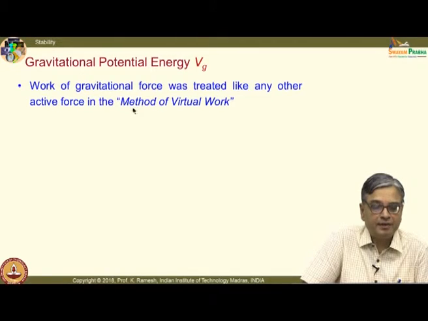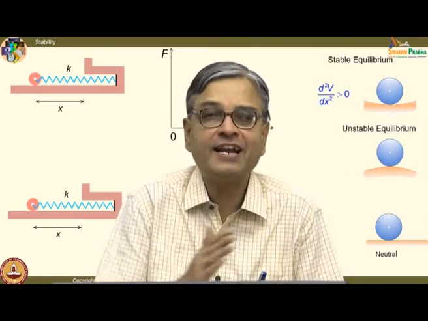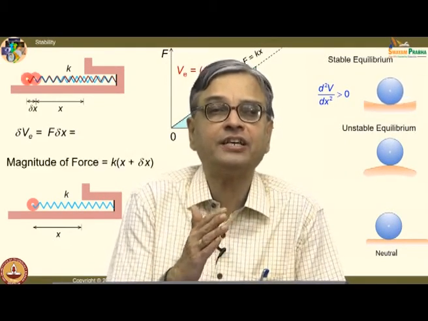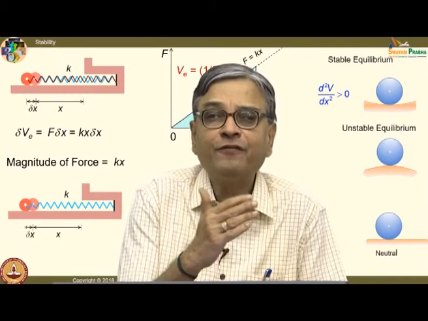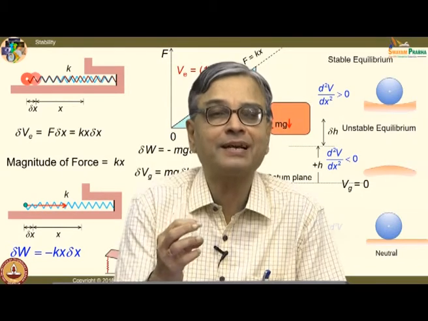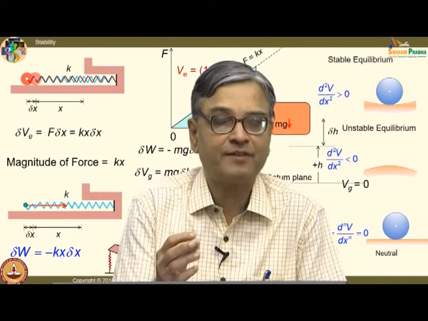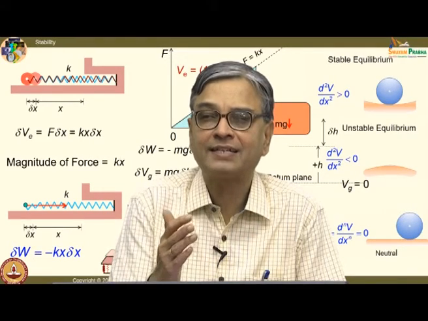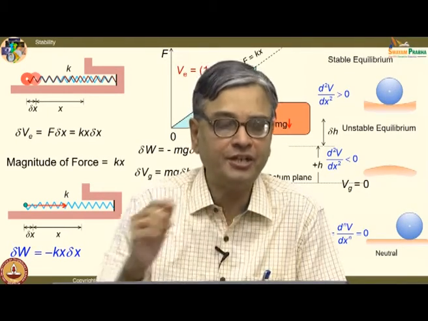When we developed the method of virtual work, gravitational force was treated like any other active force. We have not treated it like an energy. If you treat it like an energy, it is easier to visualize how we bring in stability in a mathematical sense. We have now replaced the elastic spring with elastic potential energy.